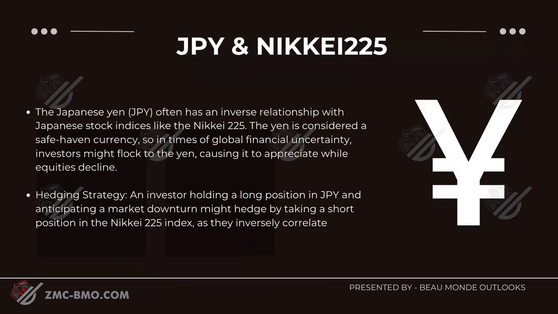Now, the Japanese yen and the Nikkei 225. The Japanese yen is often referred to as having an inverse relationship with the stock market of Japan. The yen is considered a safe haven currency. So in times of global uncertainty, investors might flock to the yen, causing it to appreciate while equities decline. So how do you deploy a strategy that hedges this? An investor holding a long position in yen and anticipating a market downturn might hedge by taking a short position in the Nikkei, as they inversely correlate.